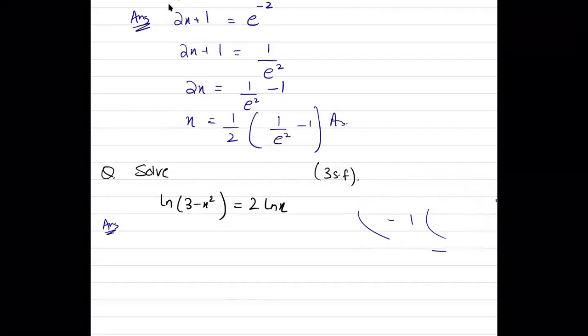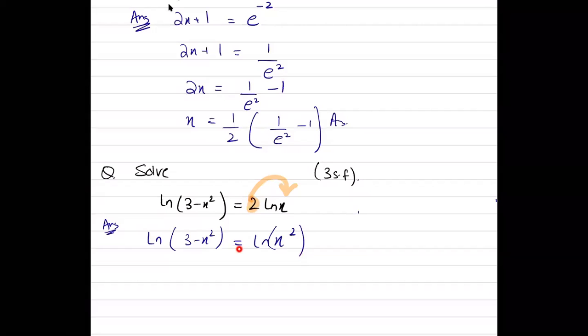Now, what you should be doing is, first of all, you should take this 2 back as a power of x. So ln of 3 minus x square is equal to ln of x square, right? Can I say that? Yeah. Now, ln of something on the left is equal to ln of something on the right. If they are equal, can I say that 3 minus x square is equal to x square? Yeah.